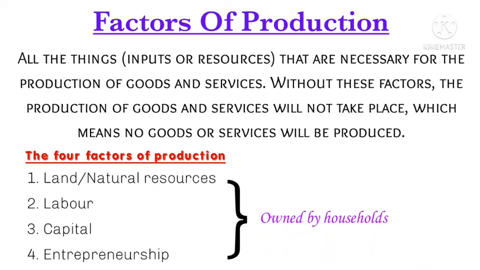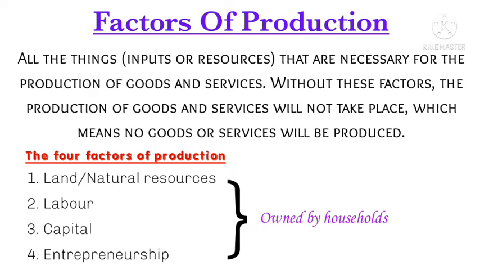Factors of production are all the things that are necessary for the production of goods and services. Without these factors, the production of goods and services cannot take place. For this reason, the factors of production are important since they directly influence the production of goods and services.